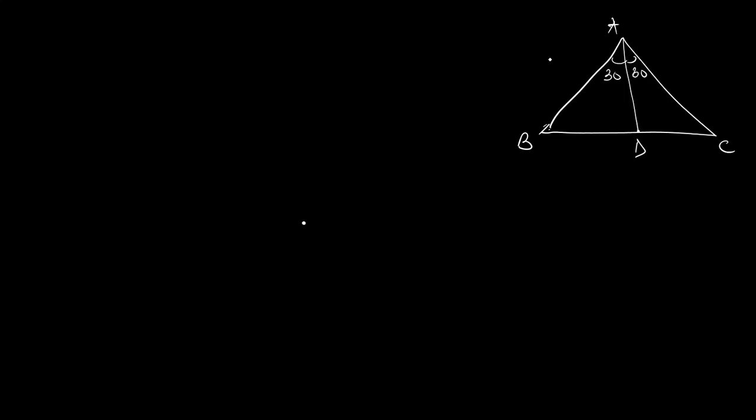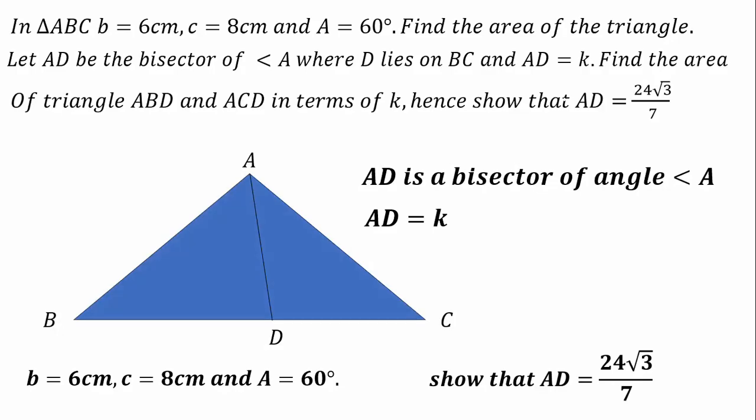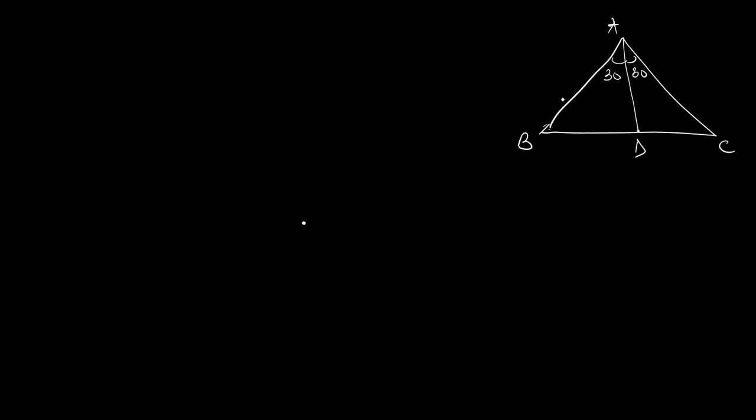So now we have here, B is 6 and C is 8. So this is C, your C is here, so here is 8 centimeters. B is here, so B is 6 centimeters. So B is equal to 6 centimeters, C is 8 centimeters, and angle A is equal to 60 degrees.